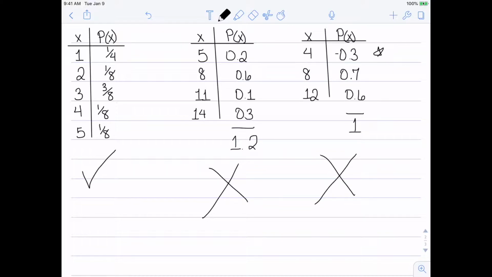So the basic rules, the probabilities need to add up to be 1, and all of the probabilities must be valid, so I need them all to be between 0 and 1. When looking at probability distributions, one of the things that we can do is find the mean. We denote the mean by mu, and it's the summation of x times p of x.